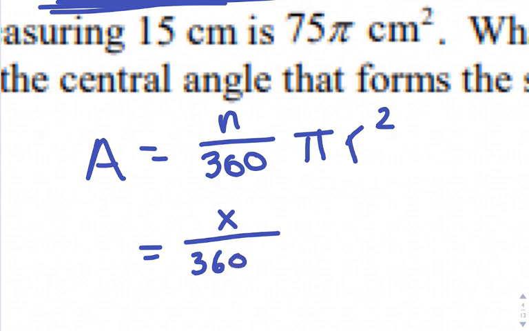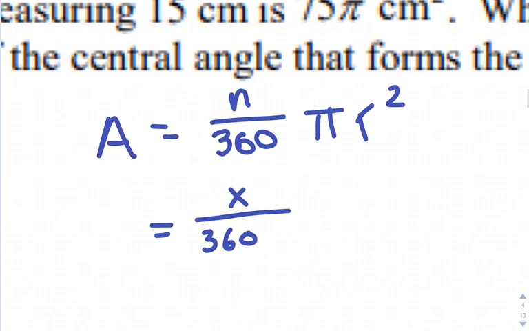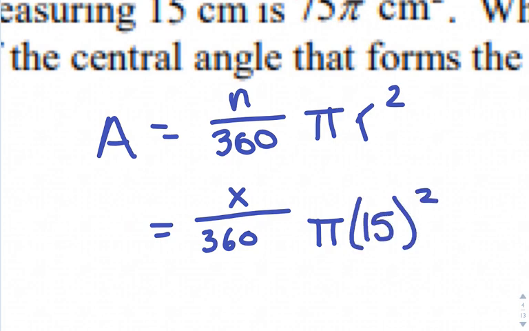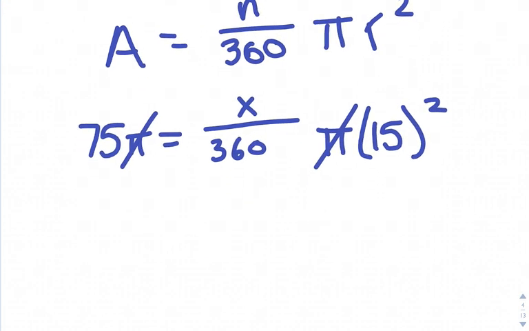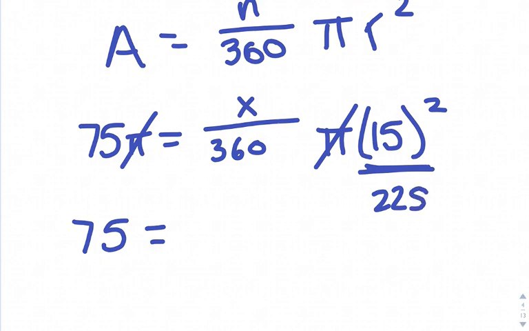That means I got to plug in a and r. So it says the radius is 15. So this would be 15 squared. A is 75 pi. Now I just got to solve for x. So when you have pi on both sides, they cancel. So I'm left with 75 equals, now 15 squared is 225.